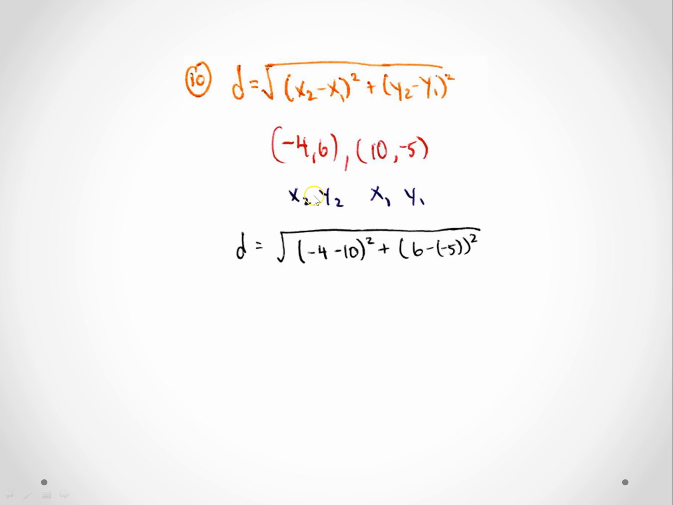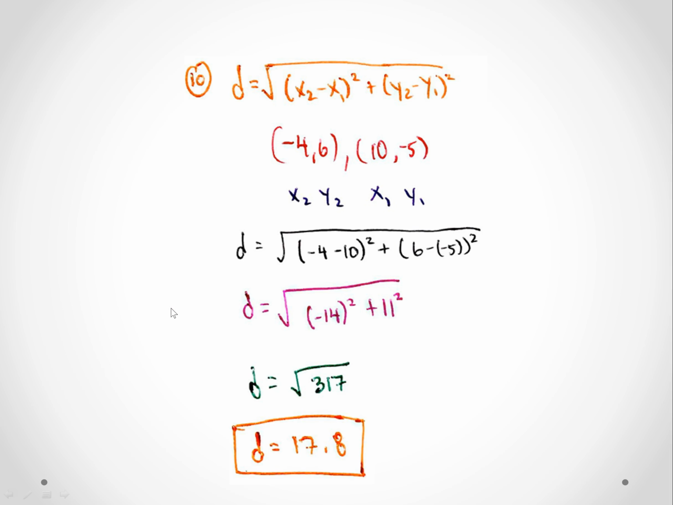Substituting in my x2, which is -4, minus my x1, which is 10, -4 minus 10 squared, plus my y2, which is 6, minus, because that's in the equation, my y1, which is -5. Simplifying in our calculator, we have the square root of -14 squared plus 11 squared, which is, of course, 317, and the square root of 317 is 17.8.